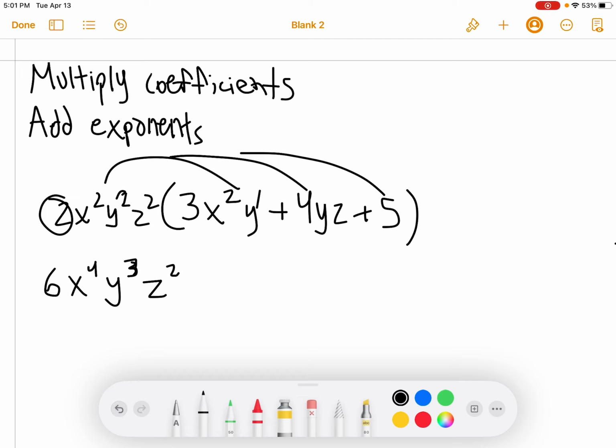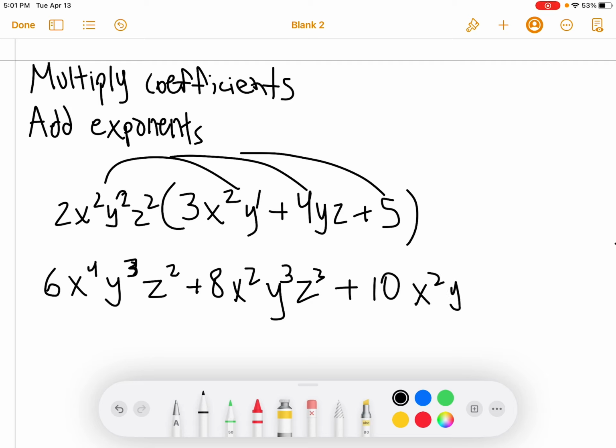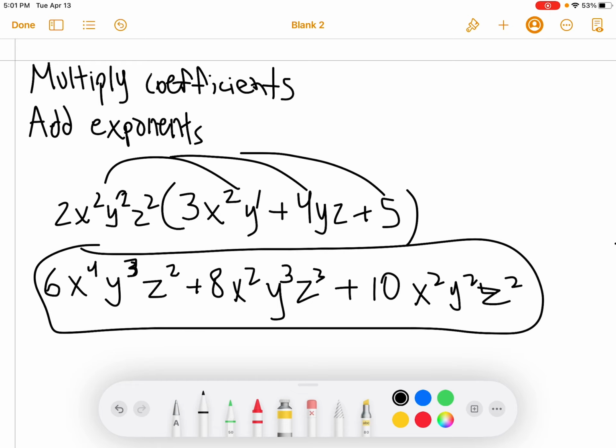We multiply coefficients: 2 times 4 is 8. There's no x in that part, so we just keep x squared. Then there is a y and a z to the first, and these are squared, so they're both going to be cubed. Then there's only a 5 here, so 5 times 2 is 10, and since there are no variables there, you just carry that on. So that's our answer. It's kind of a long answer, but that's how you would multiply something like that.